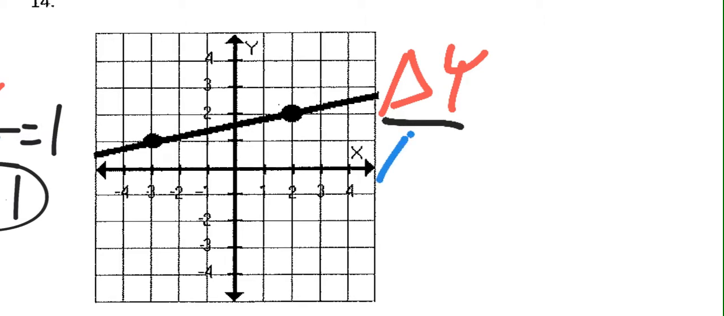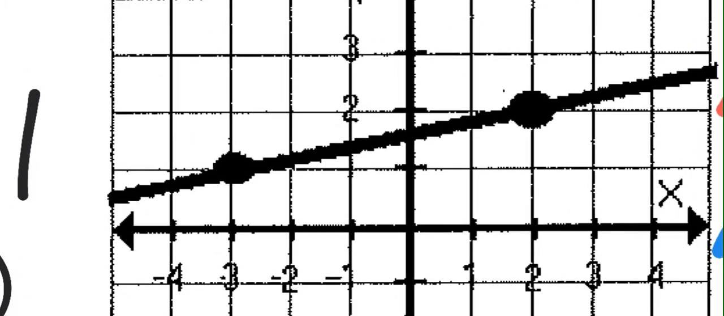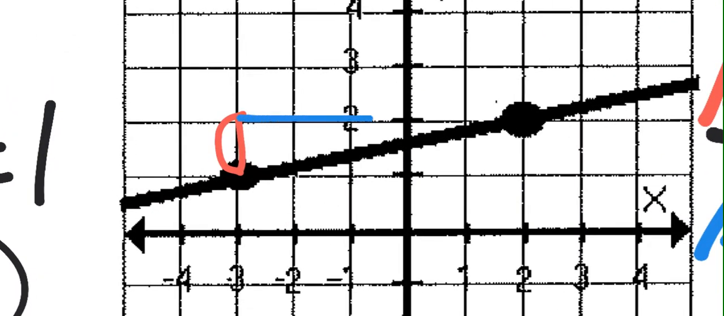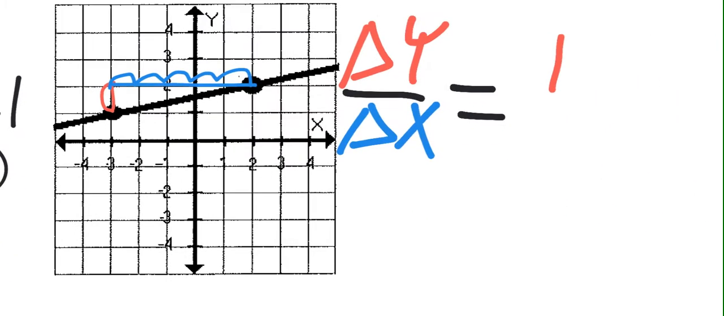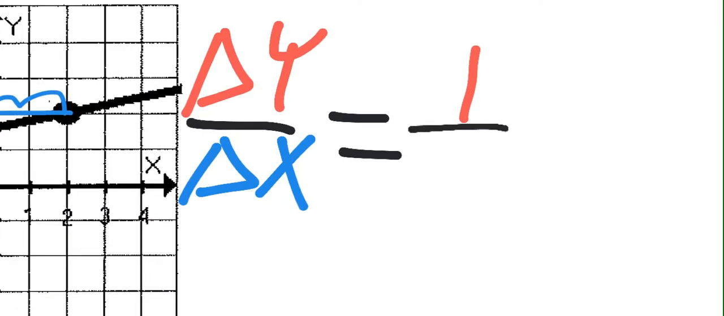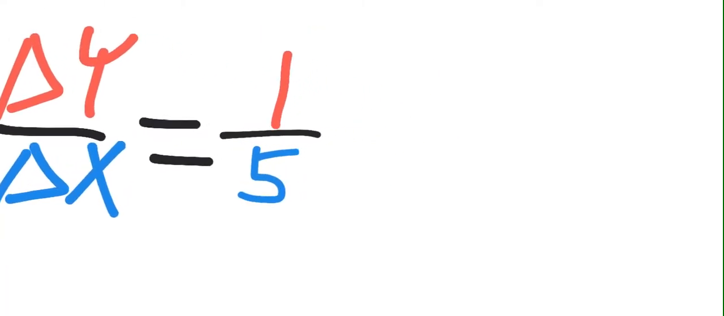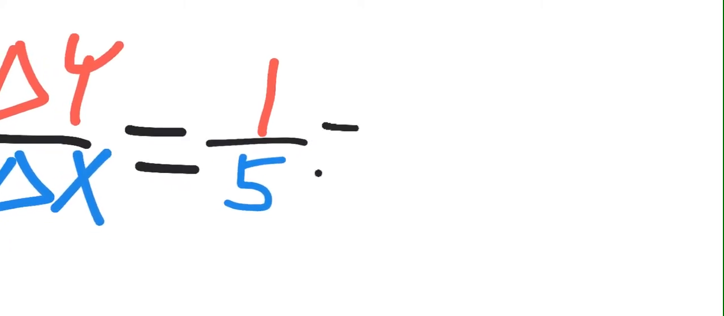Last one of these. So change of y, I know you're getting sick of hearing this, but hopefully you memorize it, over change of x. We'll look at the y first, between those two dots right there. From here to here, that's just a change of 1. For the x-axis, we've changed by 1, 2, 3, 4, 5. So this is going to be 1 over 5. I could change that to a decimal if I really wanted to, but I'm good with 1/5. That is going to be my slope.